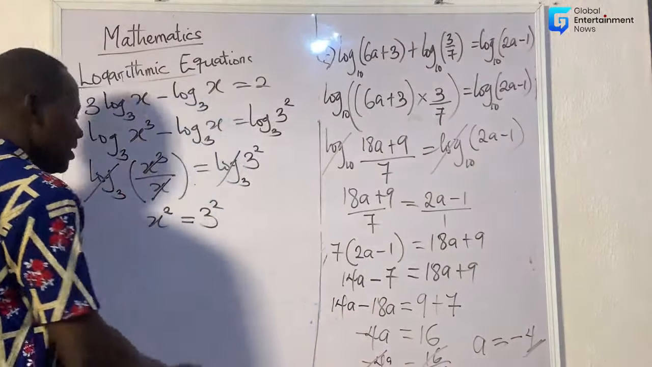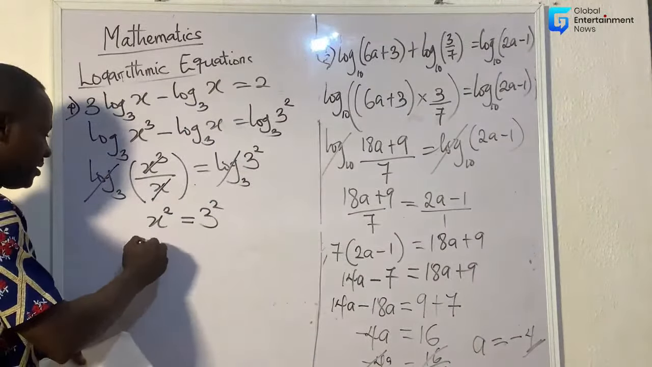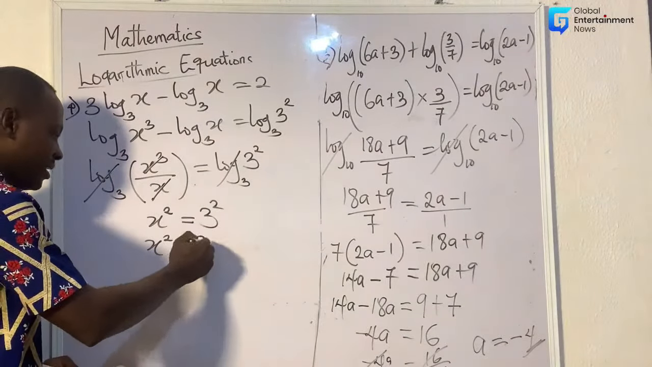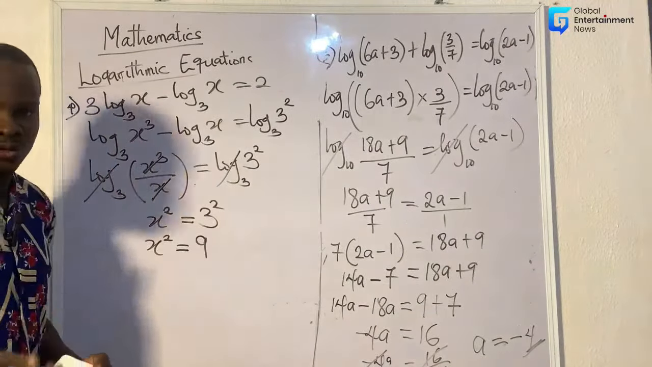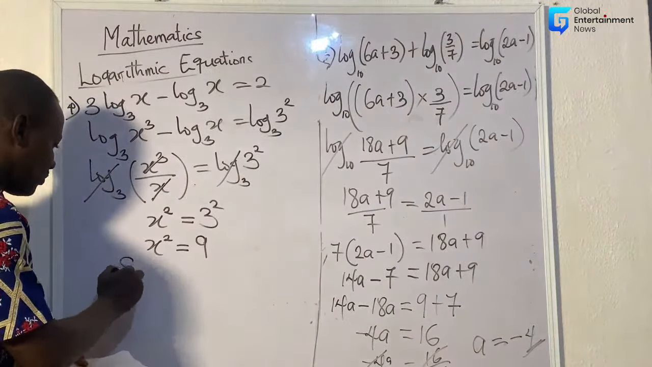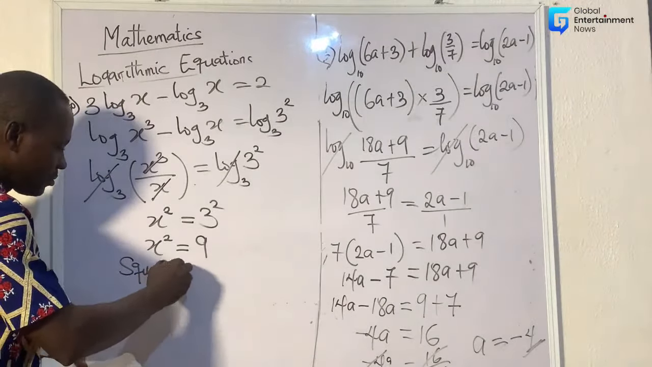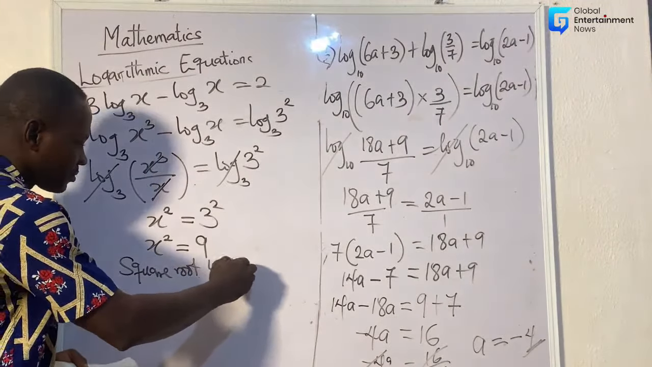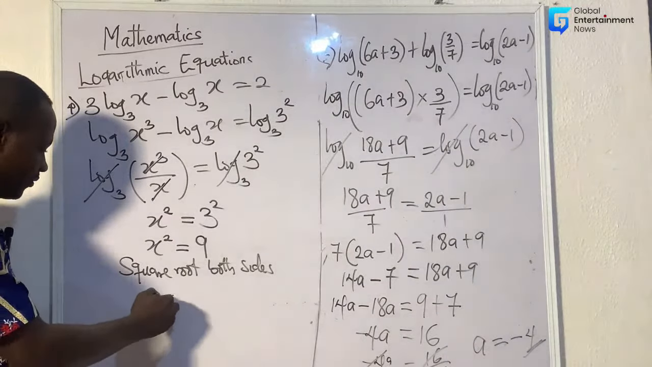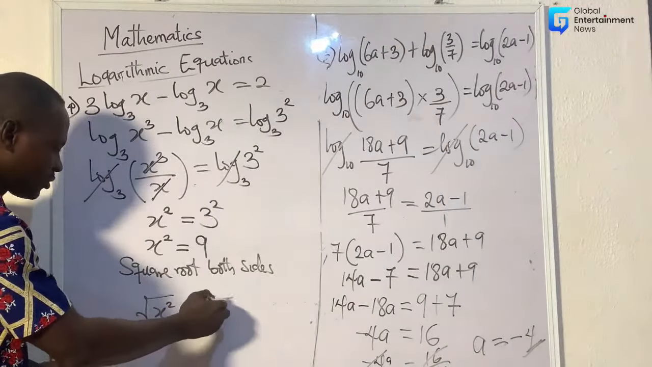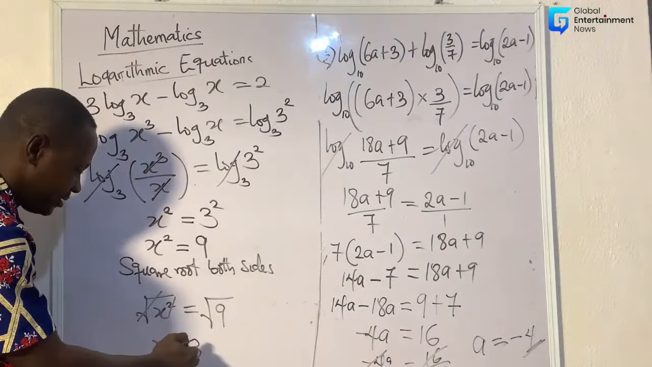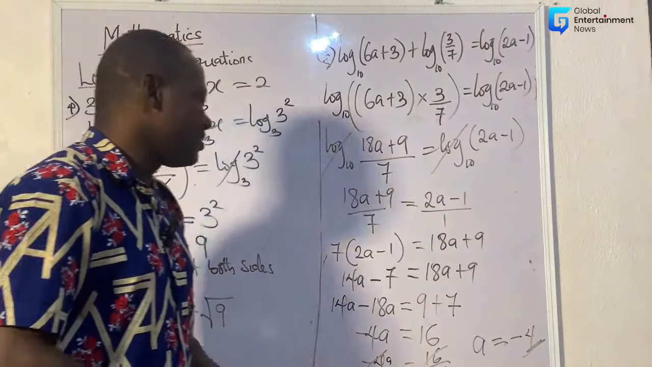Now, the next one is x raised to power 2 is equal to 3 raised to power 2, which is 9. So what do we do in order to remove this square? We have to square root both sides. The square root of x squared is equal to the square root of 9. This, we cancel. X is equal to, what is the square root of 9? 3. So 3 is my final answer.